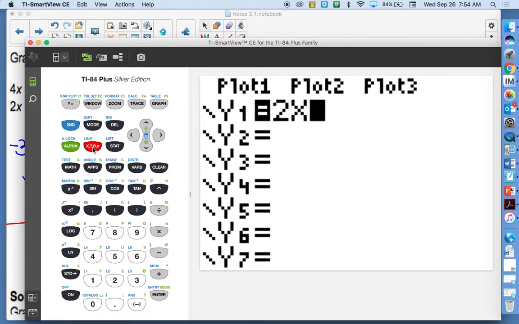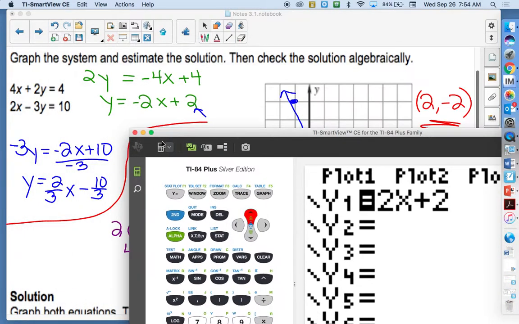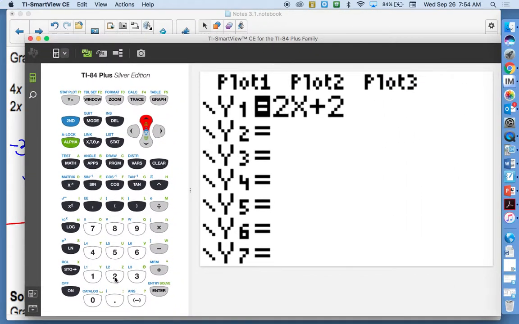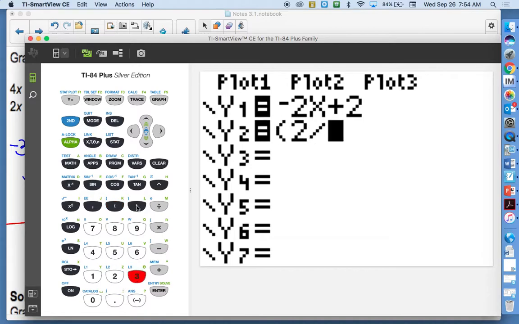So 2x plus 2 is a negative 2x. Negative 2x. And then we had 2/3. I'm going to put mine in parentheses, that fraction. And then minus 10/3.